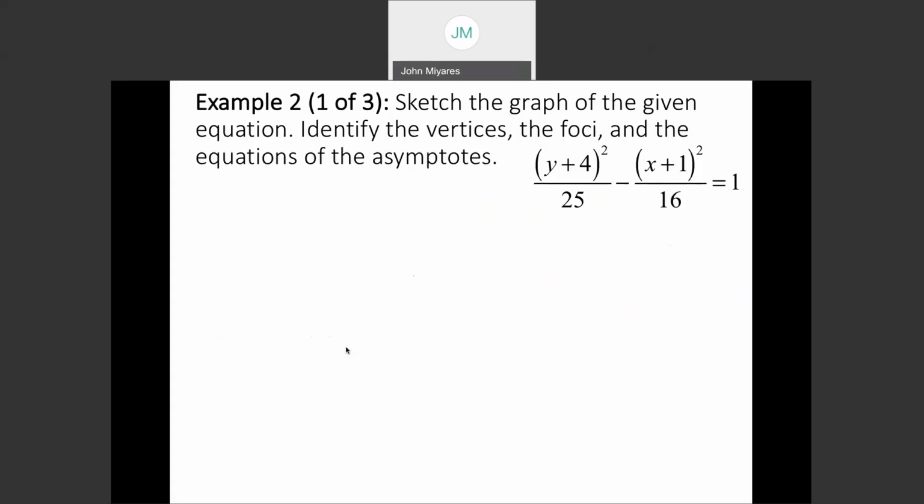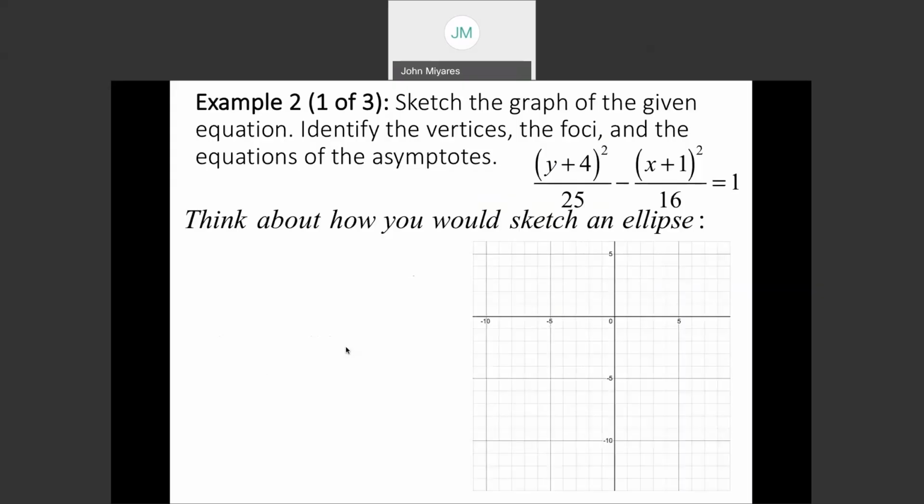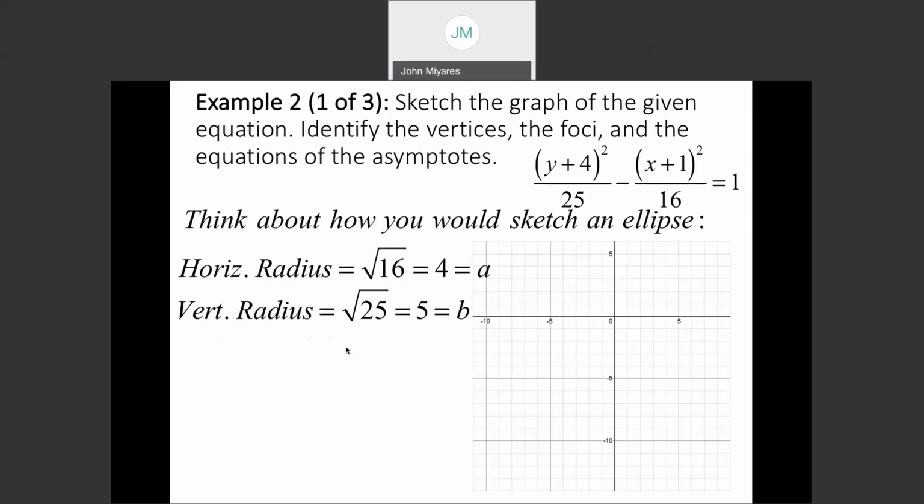To sketch this hyperbola, we're going to do the same thing we did when we were approaching ellipses. So let's start with an empty graph. The horizontal radius will be the square root of the denominator of the x term, which will be the square root of 16, or 4. The vertical radius will be the square root of the denominator of the y term, which will be the square root of 25, which is 5.